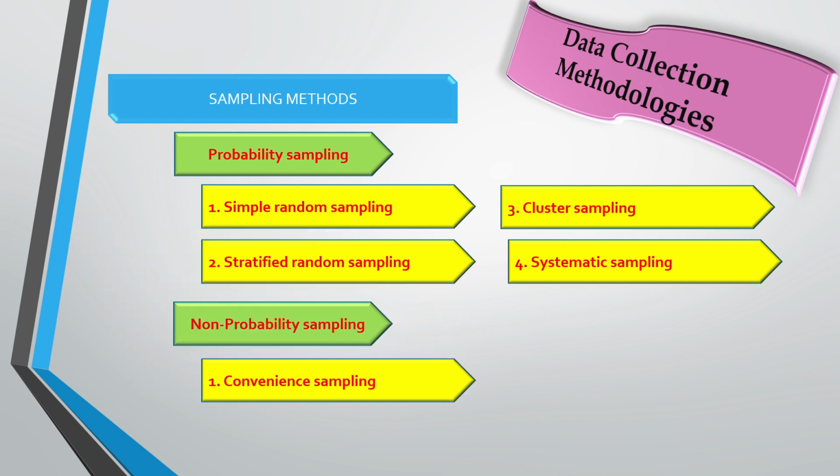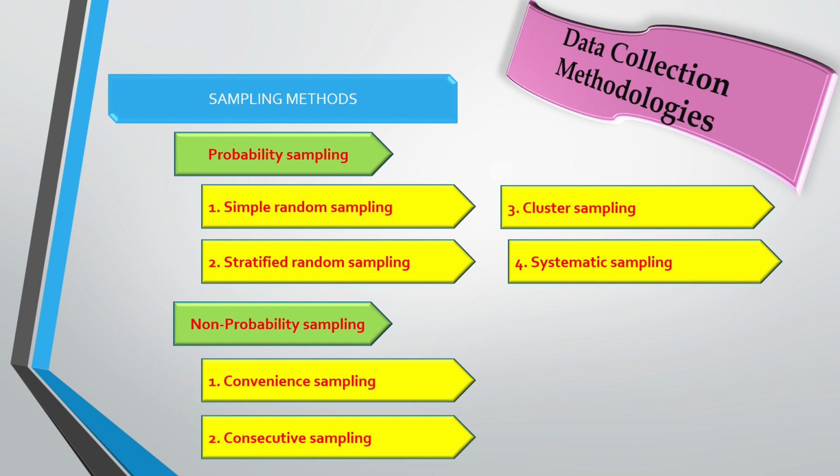First, we have convenience sampling. In convenience sampling, elements of a sample are chosen only due to one prime reason: their proximity to the researcher. These samples are quick and easy to implement as there is no other parameter of selection involved.